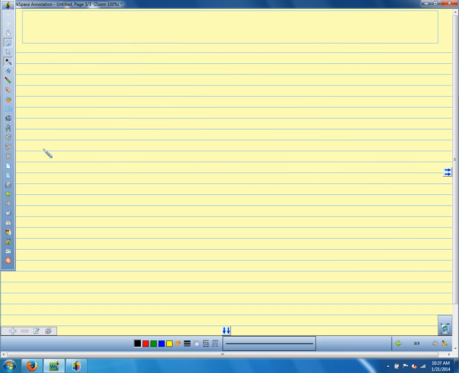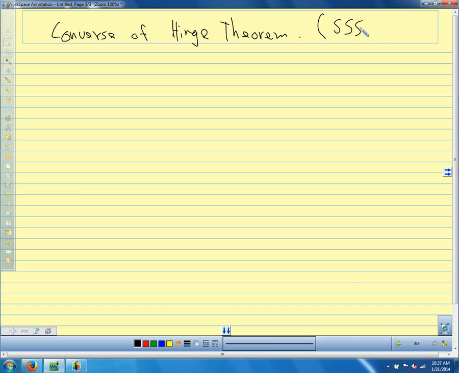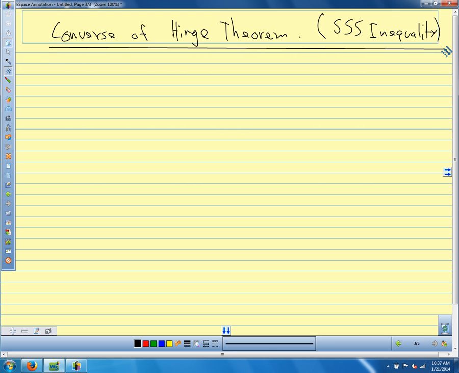All right, well it turns out that the converse of the Hinge theorem is also true. So let's write the converse of our Hinge theorem. And the converse of the Hinge theorem you'll also hear called the side-side-side inequality.